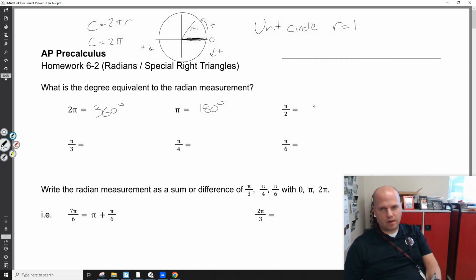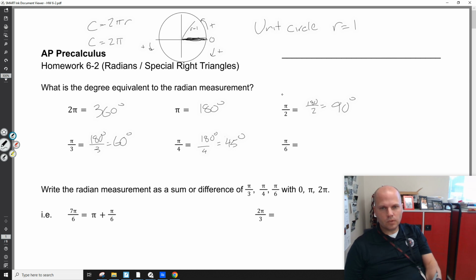So 180 divided by 2, 90 degrees is equivalent to an arc length of pi over 2 in a circle with radius 1, or pi over 2 radians. Pi over 3, take 180 and divide it by 3, I get 60. Take 180 and divide it by 4, it might not be obvious, but it's 45 degrees if you do that calculation.